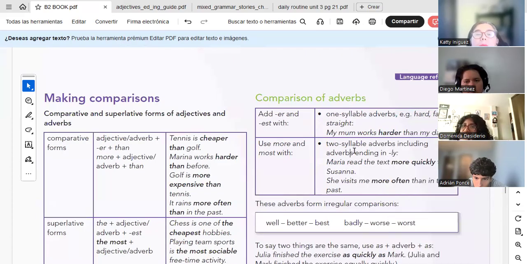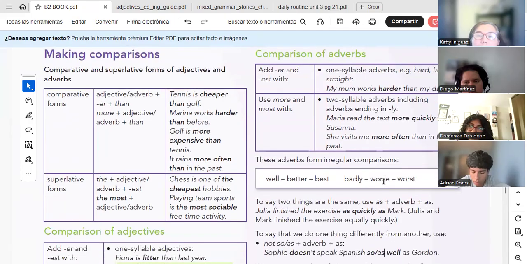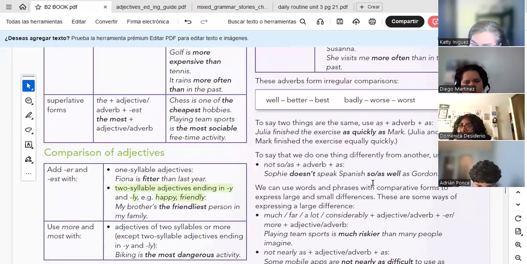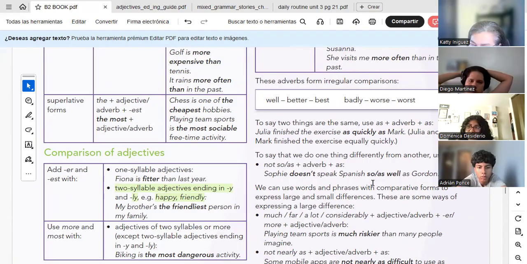Two-syllable adverbs, including adverbs ending in -ly. Maria read the text more quickly than Susana. She visited me more often than in the past. These are the irregulars: well changes to better and best, and badly to worse and worst. We already checked them in the previous chart. Okay. So to say two things are the same, use as plus adverb plus as. Julia finished the exercise as quickly as Mark. Julia and Mark finished the exercises equally quickly.